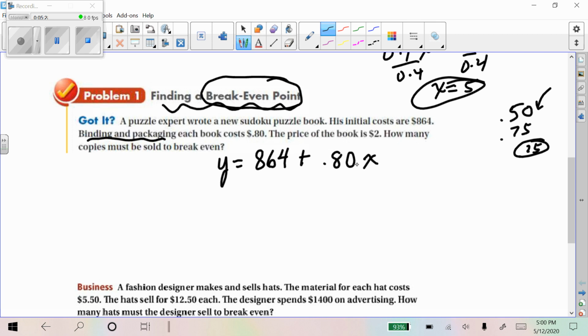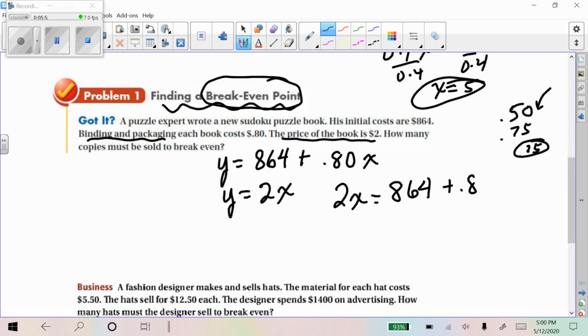We'll let X be the number of books. Now the price of the book is $2. So an equation for how much you're getting for selling the books, that's called your income, would be 2 times X. Now to break even, we would want these two to be equal to each other. So if you want to solve it using substitution, you would do it like this.